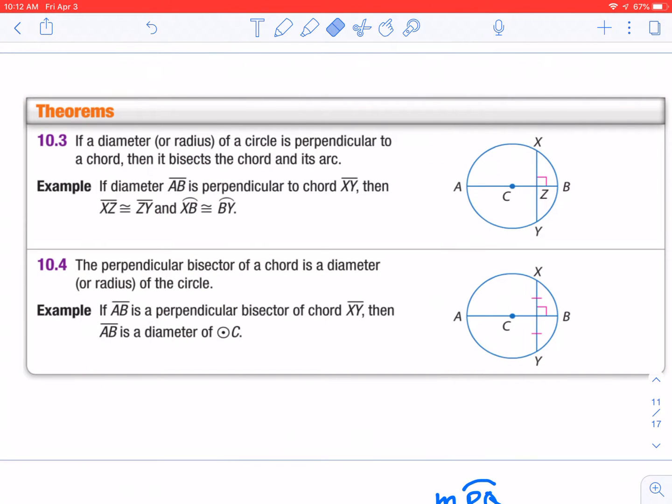All right, here we go. Second part of section 10.3. We're going to be talking about perpendicular bisector of a chord.